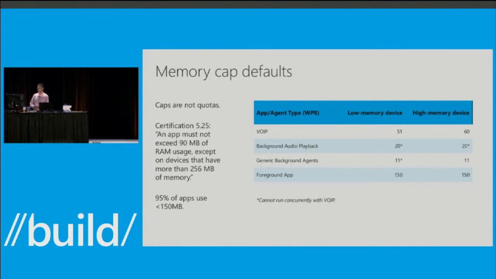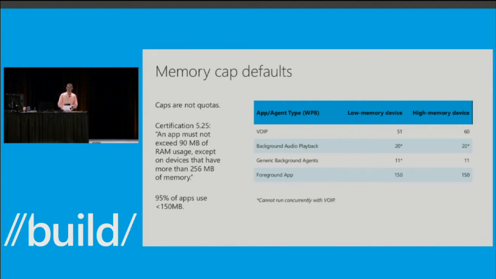So this is the baseline of caps for the things that you care about: foreground app, generic background agents, background audio, and VoIP. So these are all task types that you can create. And you can see they vary by device configuration. So we treat a low memory device differently from a high memory device. And that maps exactly now to 512 and 1 gig plus on Windows Phone 8. In Windows Phone 7, it was 256 meg and 512. So obviously it's a moving window.